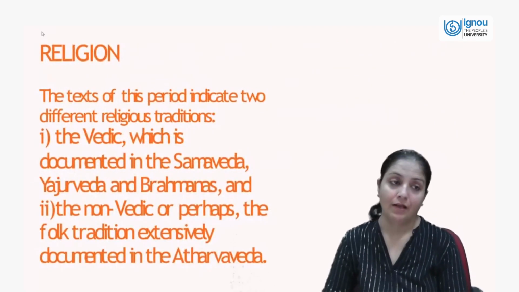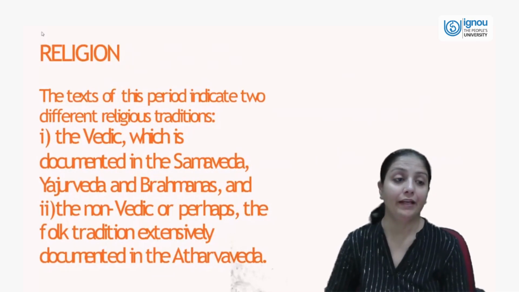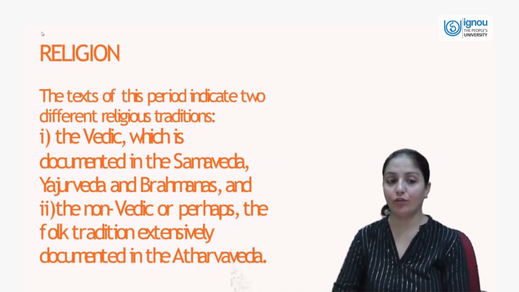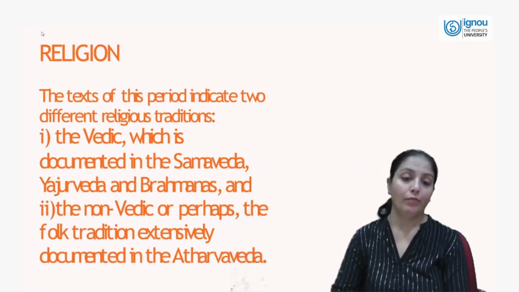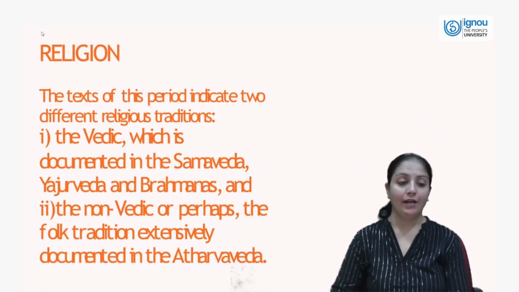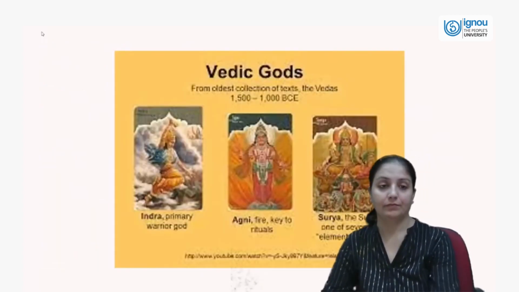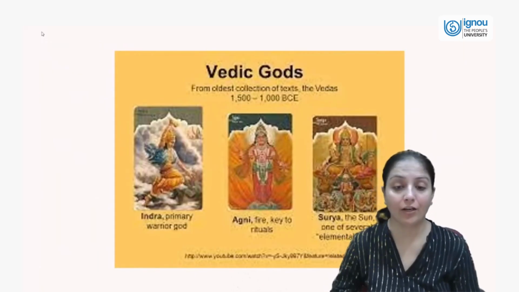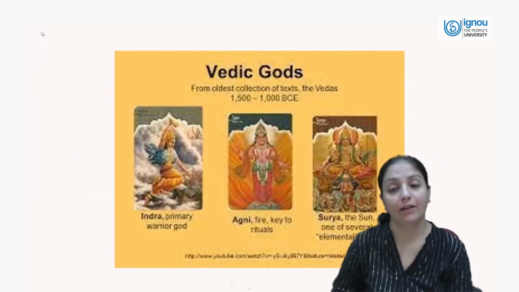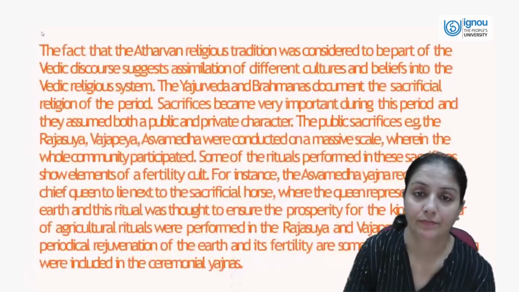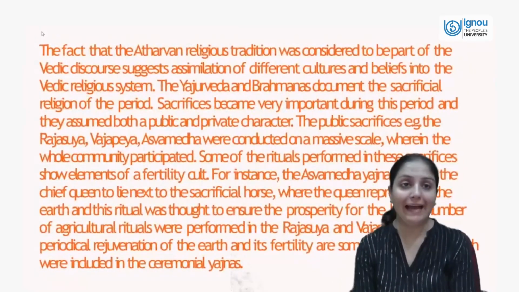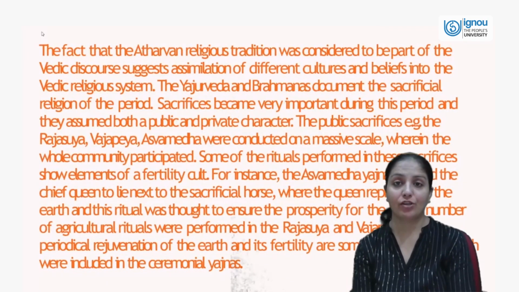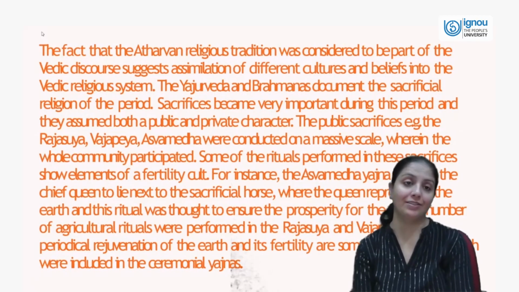What about the religion? The texts of this period indicate two different religious traditions. First is Vedic, documented in the Samaveda, Yajurveda and Brahmanas. Second is non-Vedic, or perhaps a fourth tradition, extensively documented in the Atharvaveda. Now you can see the Vedic gods and goddesses. First is Indra, second is Agni, and third is Surya. The fact that the Atharvan religious tradition was considered to be a part of Vedic discourse suggests assimilation of different cultures and beliefs into the Vedic religious system.